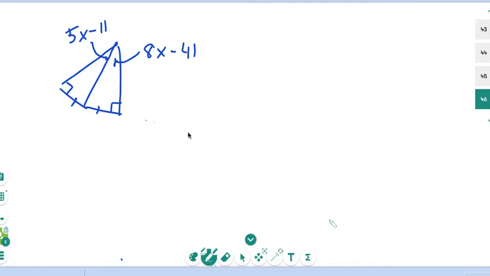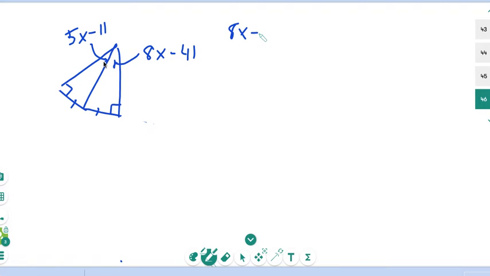All right, here we have our next triangle, and we can tell that this point is equal distance from the two sides. We have perpendicular lines causing right angles, so this must be an angle bisector. If it's an angle bisector, then these two angles are congruent. So we can say 8x minus 41 is equal to 5x minus 11.